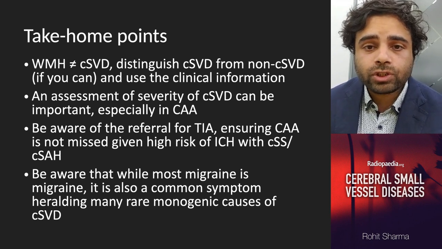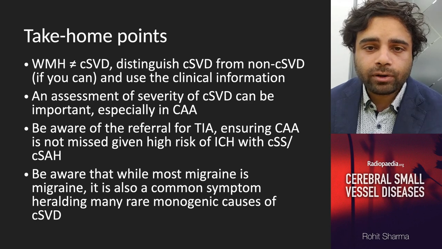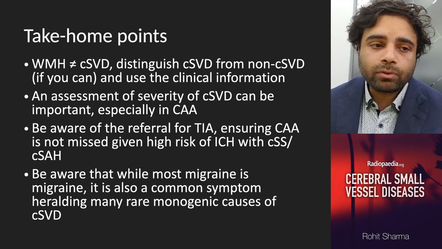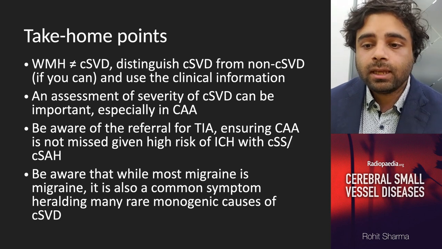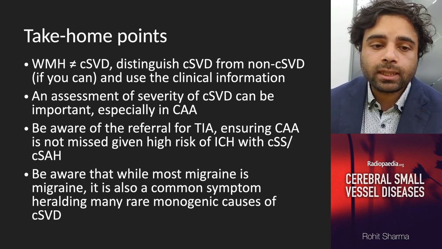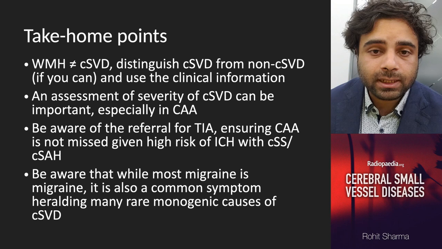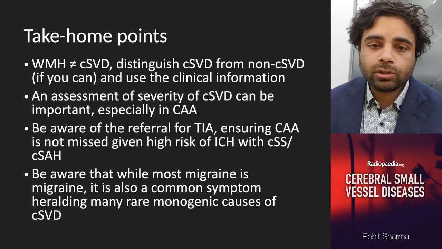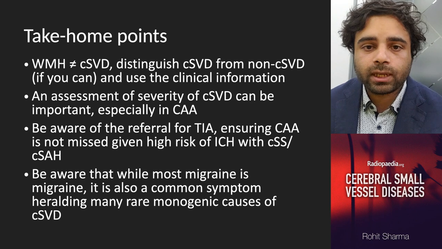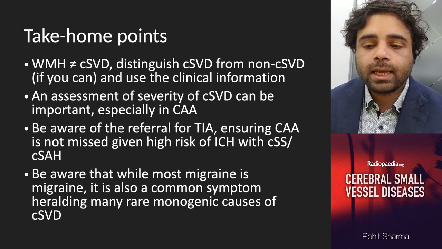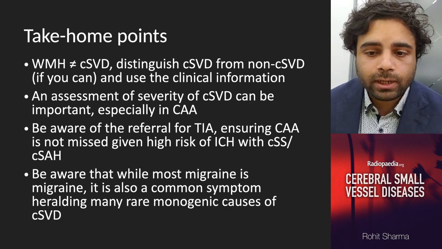Beware of the referral for transient ischemic attack and be aware of what the referrer could mean may not be what a TIA by definition is. And important to know that cerebral amyloid angiopathy doesn't get missed in your review of an MRI for someone with a potential TIA. Do look for that cortical superficial siderosis or convexity subarachnoid hemorrhage.